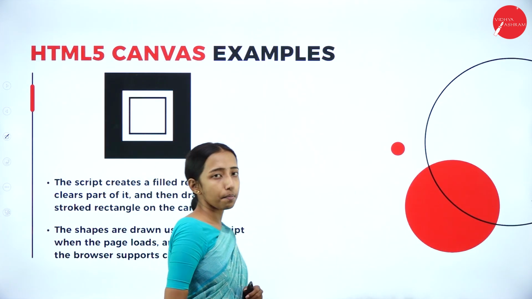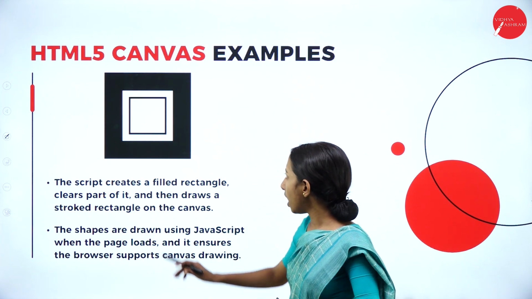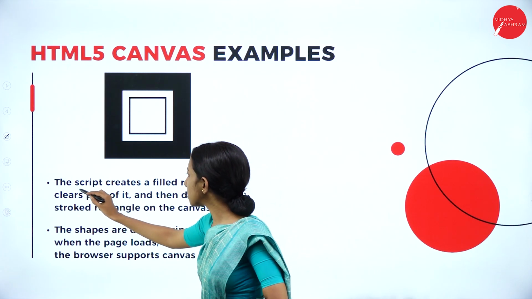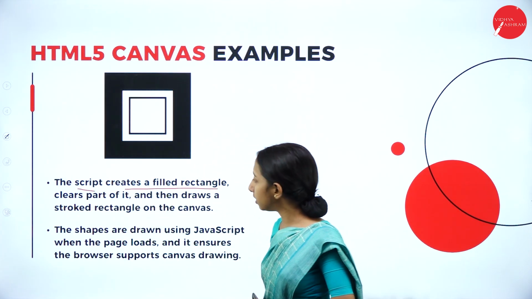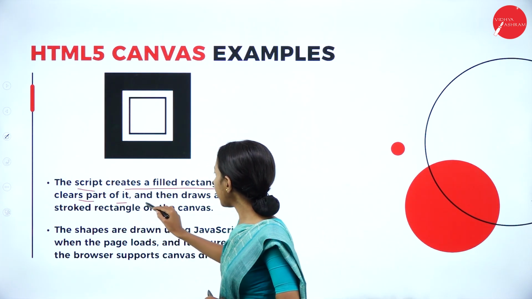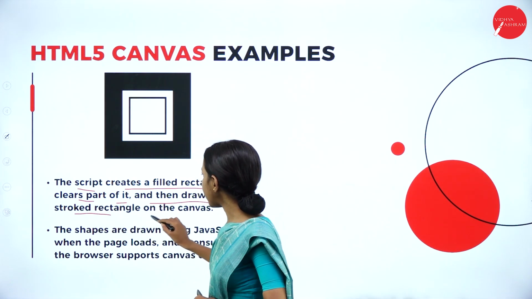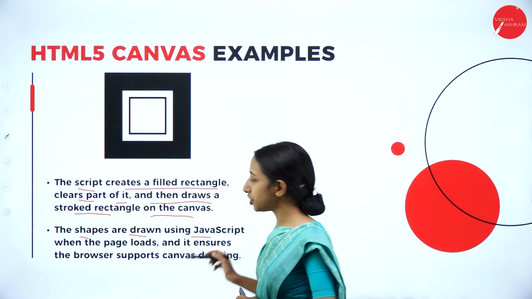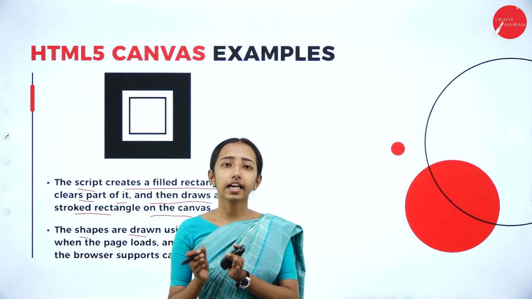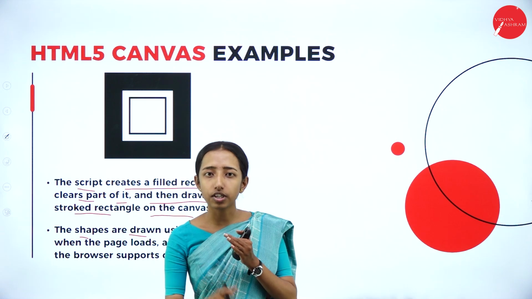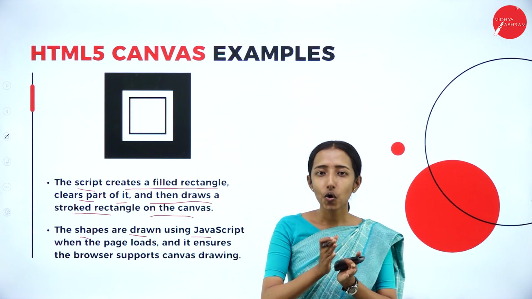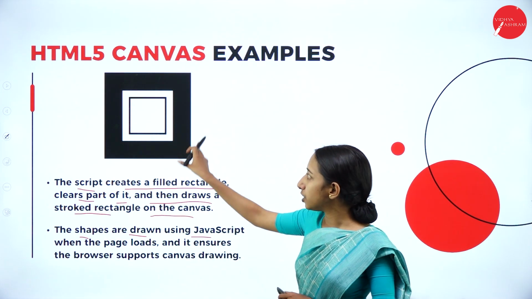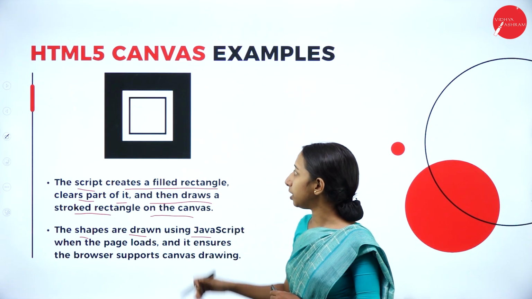Another example of how it works. Here you can see what we have created, and we have used the script to create a filled rectangle, and it clears part of it and then draws a stroked rectangle on the canvas. The shapes are drawn using JavaScript. As I said, in the canvas the main thing we use is JavaScript and the getContext rendering context method. Using those things, we have drawn this image.